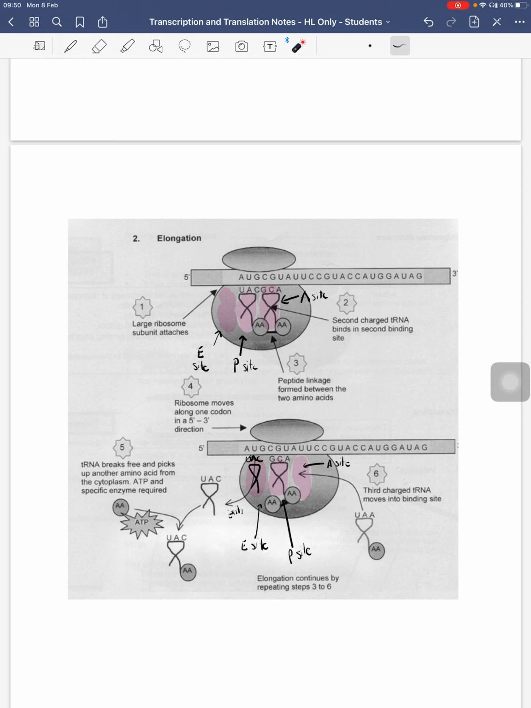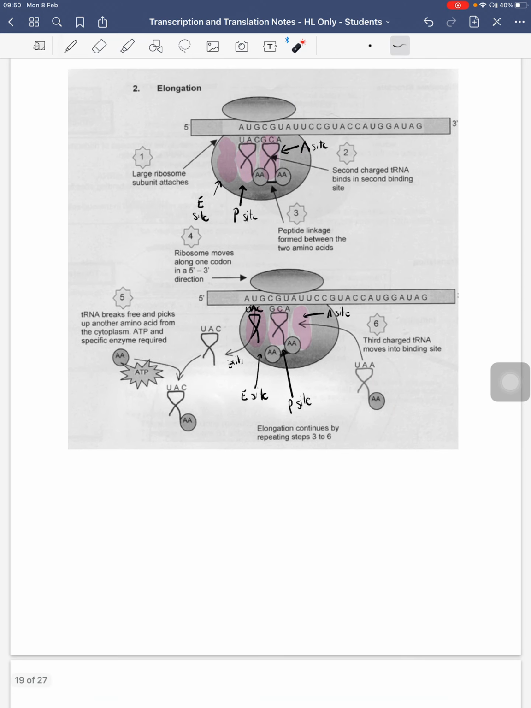The second one that was in the A site now moves to the P site, and it's made up of two amino acids now. So what's going to happen then is a third amino acid is going to come into the A site. This amino acid is going to attach to this one, and you now have three amino acids attached. Now, what happens to this tRNA? Well, it goes off and gets charged. It picks up another amino acid, some ATP, and the tRNA-specific enzyme, and now it becomes charged. It can come back in later on when it's needed.